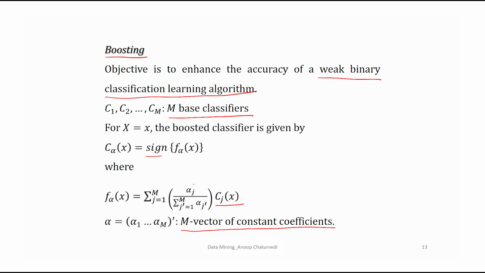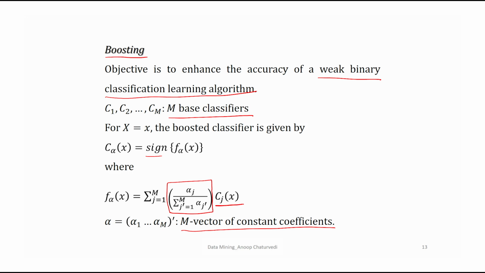And then we divide alpha j by the summation of alpha j dash, so that the ultimate coefficients add to 1 when we take summation from j equal to 1 to m. So, what we are doing?